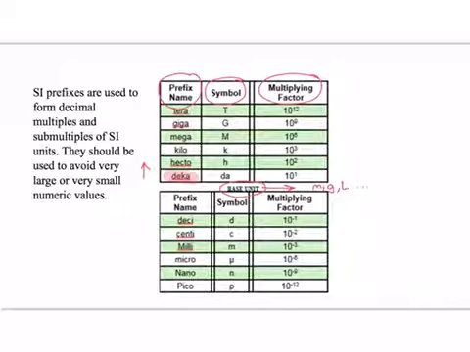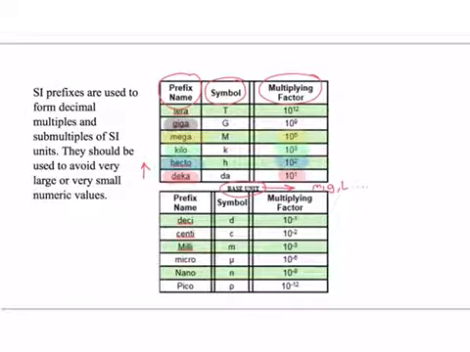Deca. Deca means 10. The symbol is da. Hecto. Hecto means 100. The symbol is H. Kilo means 1000. The symbol is k. Mega means 1 million. So the symbol is capital M.